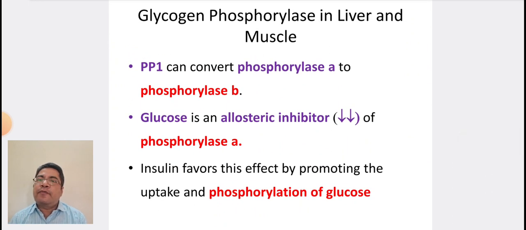PP1 can convert phosphorylase A to phosphorylase B. Glucose is an allosteric inhibitor of phosphorylase A. Insulin favors this effect by promoting the uptake and phosphorylation of glucose.